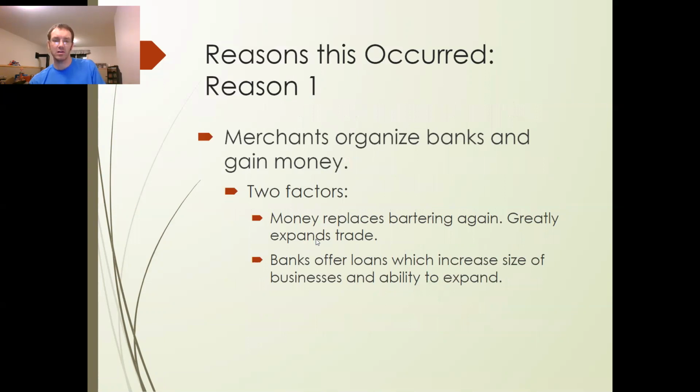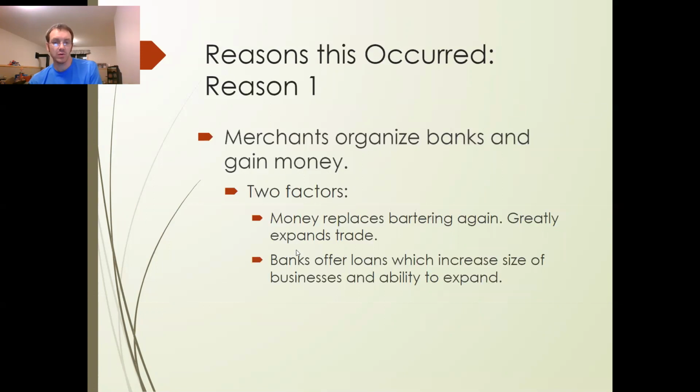So why does this occur? Well, there's a few reasons. Number one, merchants organize banks and gain money. We're no longer working on the barter system. We're starting to focus now on money and banks. And so it makes it a lot easier to trade because you have money that you can actually use. And the banks start to give out loans, and that increases the size of the business and it helps its ability to expand. And as it expands more and more, well, then you're going to have more trade, you're going to have more wealth, you're going to have a lot of good things, right?